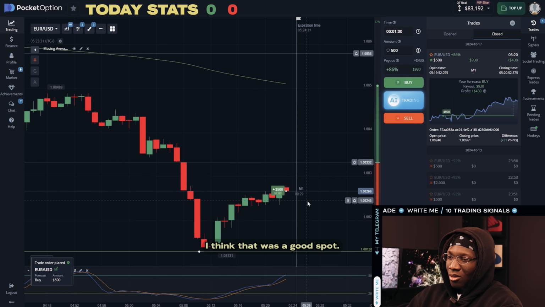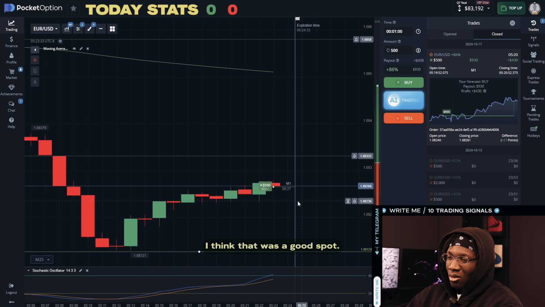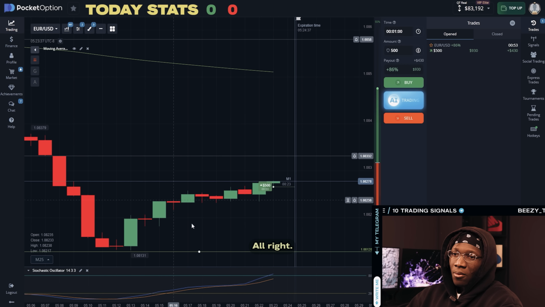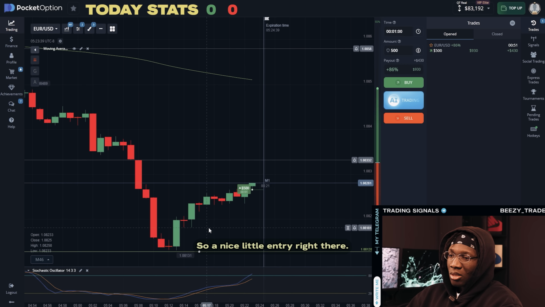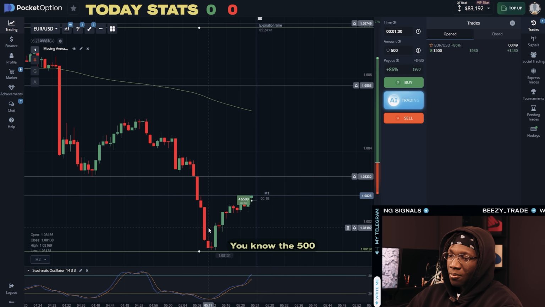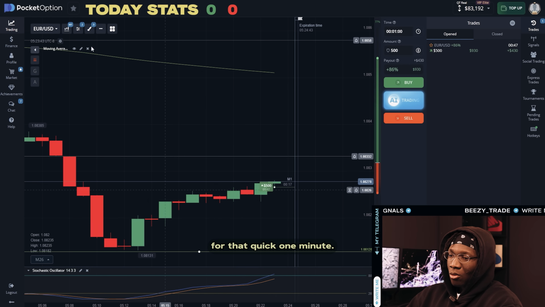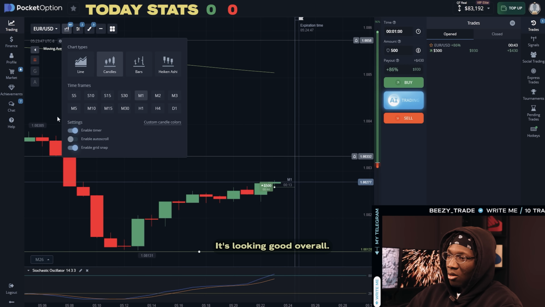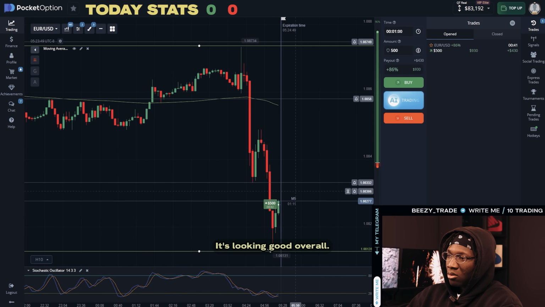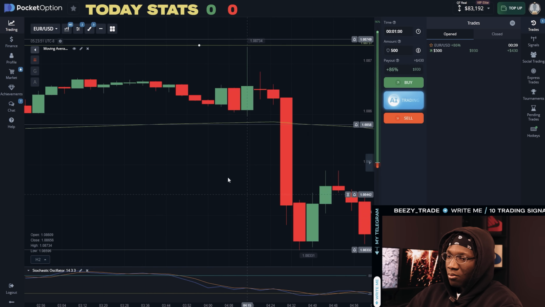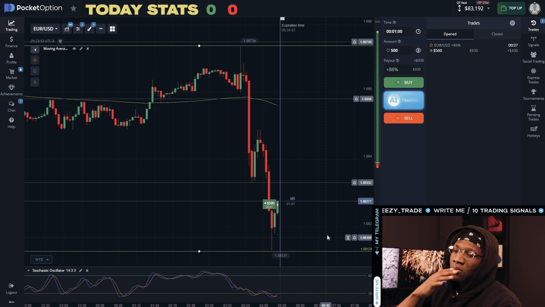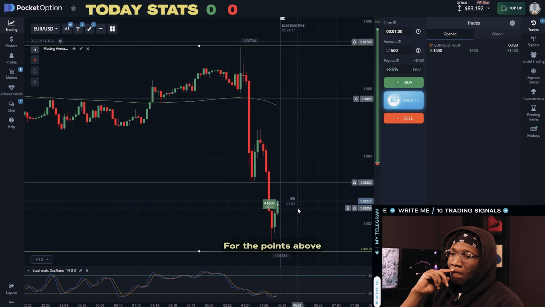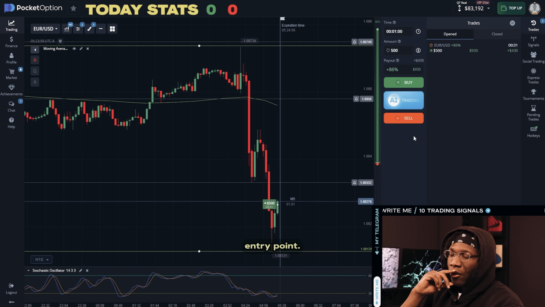I think that was a good spot. All right, so nice little entry right there for another 500 for that quick 1 minute. It's looking good overall. A couple of points above entry point. We're in the money.